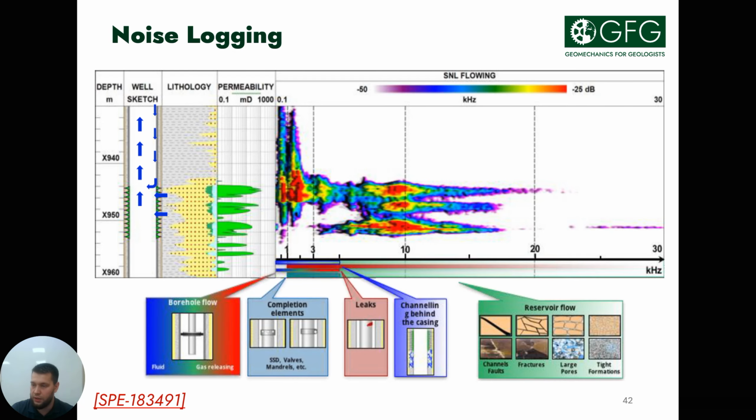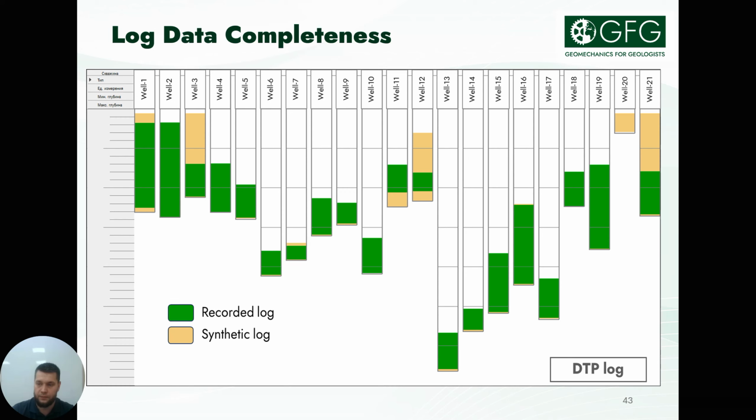Another method for the detection of the limit of fracture propagation is the injection well noise logging. If we combine all the above, then all logs can be evaluated in terms of their completeness in offset wells. An example is shown in the slide. Green shows intervals with real log readings. Synthetic intervals are shown in yellow. Such graphs make it possible to select the most representative wells from the point of view of the geomechanical model.